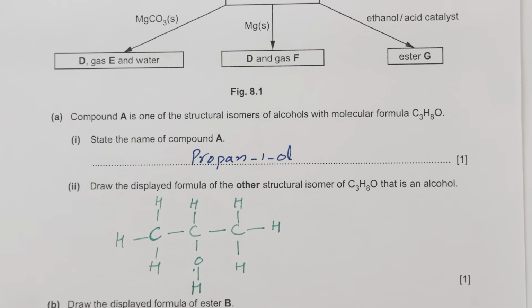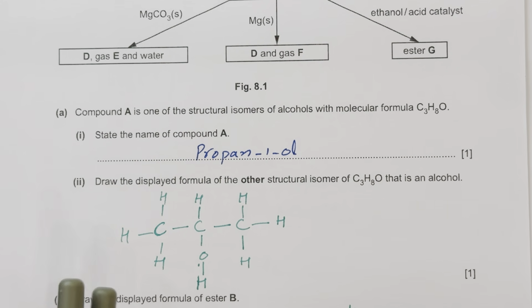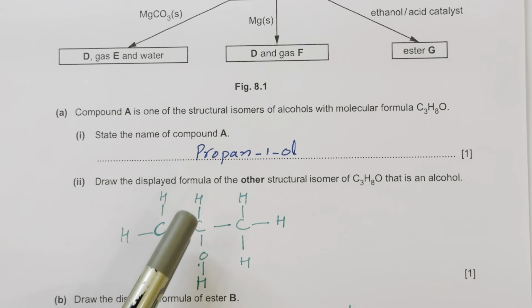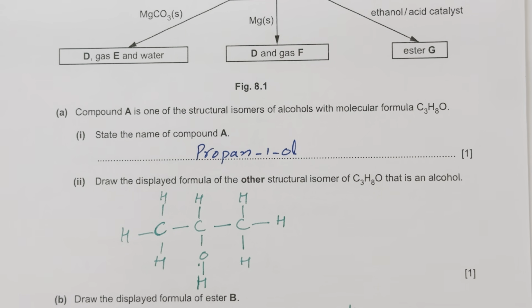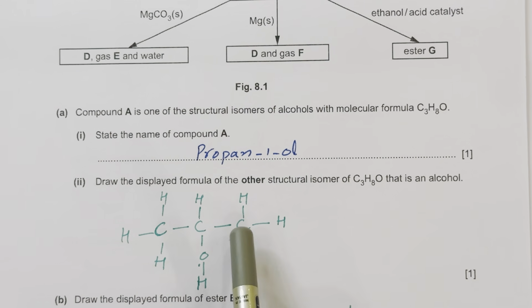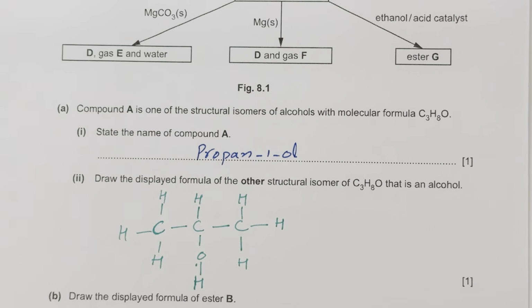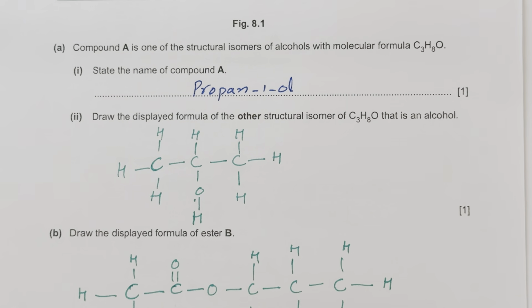Moving to the second part, draw the displayed formula of compound A, which has the molecular formula C3H8O. That is an alcohol. We can write C, C, C with H's around them, and OH. Because this was C3, first I write C's with single bonds, and the rest I complete with hydrogen, and over here I have written OH.